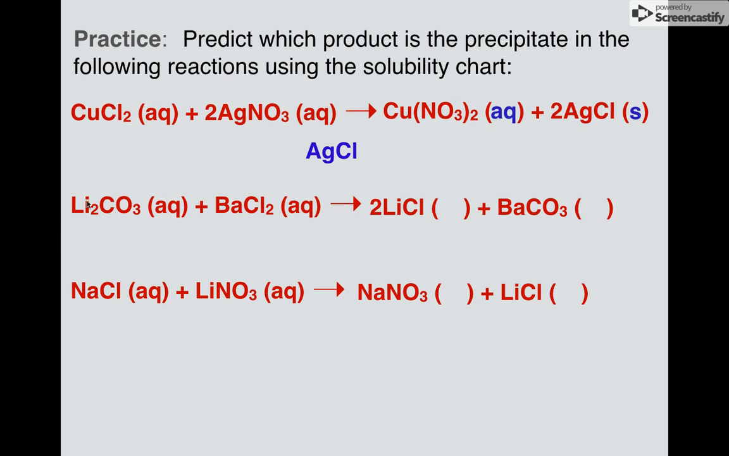What about this? I've got lithium carbonate, I've got barium chloride. It doesn't matter though, because again, these are just aqueous solutions, but I want to know whether these are aqueous or whether they're solids.